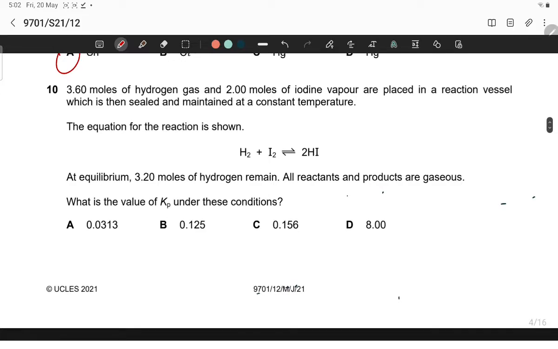3.60 moles of hydrogen gas and 2.00 moles of iodine vapor are placed in a reaction vessel, which is then sealed and maintained at a constant temperature. The equation for the reaction is shown. At equilibrium, 3.2 moles of hydrogen remains. All reactants and products are gaseous. What is the value of Kp under these conditions?